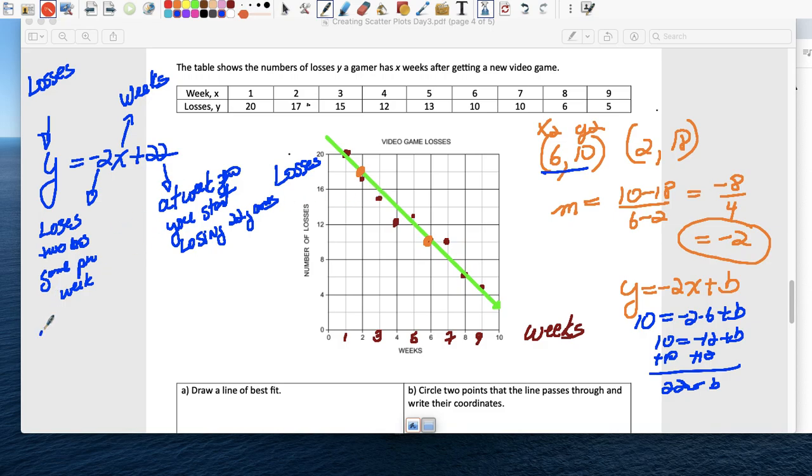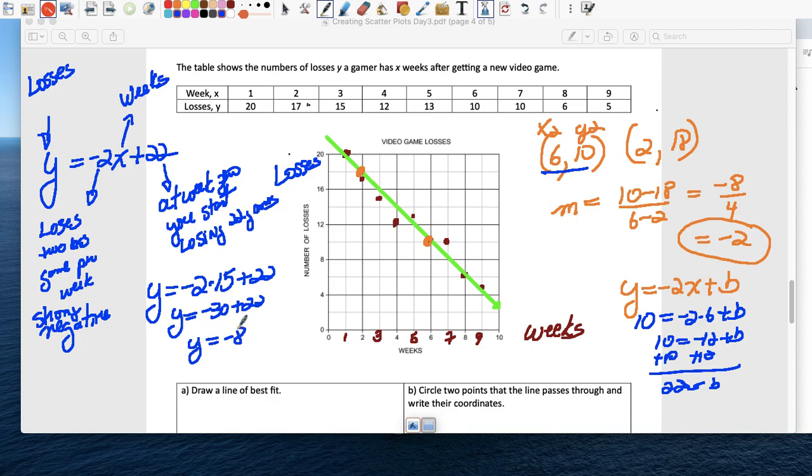What kind of correlation? This is a strong negative correlation. What do each of the variables represent? We just mentioned that y is the losses and x is the number of weeks. And how good will this guy be in 15 weeks? Let's see how many games he will lose. It would be negative 2 times the number of weeks plus 22. y equals negative 2 times 15, which is negative 30, plus 22. And y equals negative 8.